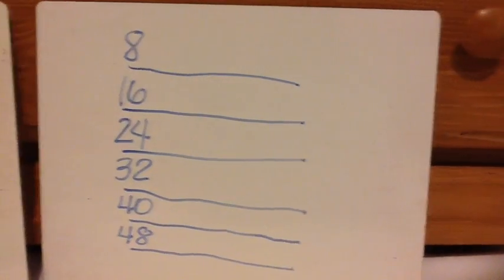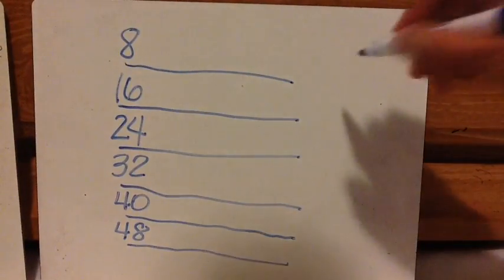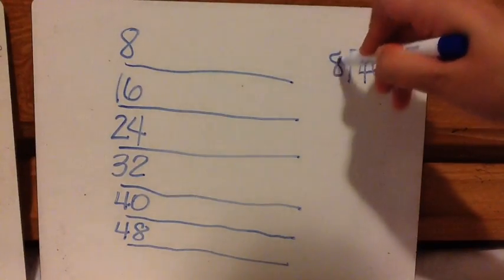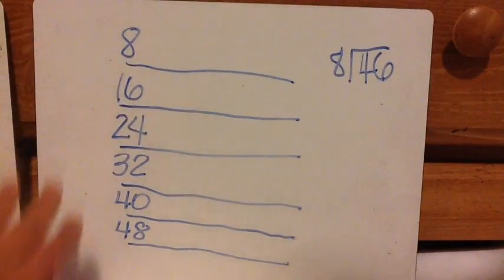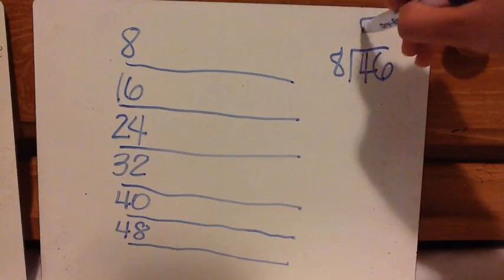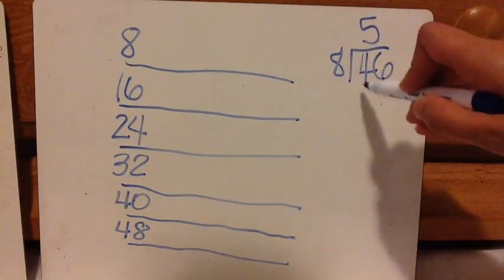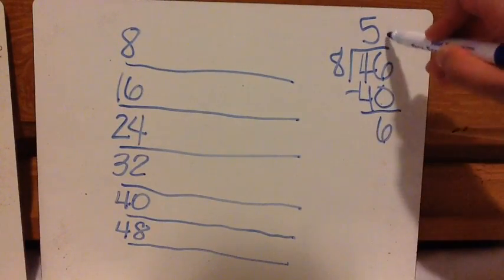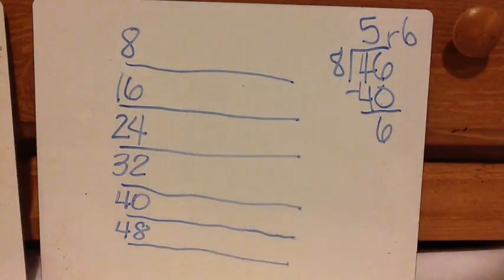In order to solve this, I always tell my students to do this. It's sometimes easier rather than skip counting and doing all that. But 8 goes into 46 5 times. So 5 times 8 is 40. 46 minus 40 equals 6. So 5 remainder 6 is my answer. What does that exactly mean?